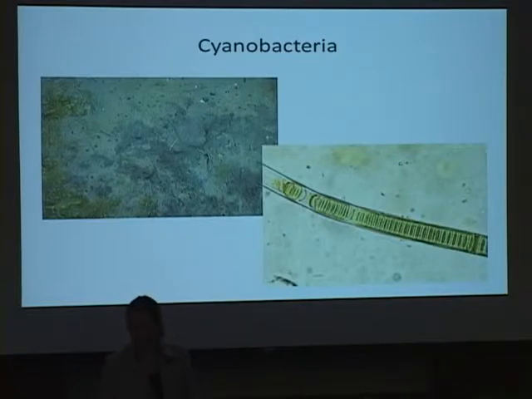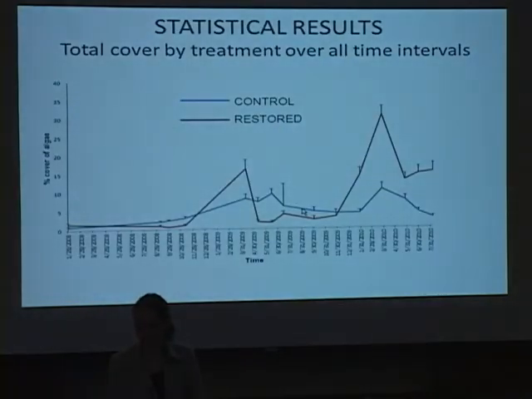And the cyanobacteria form these mats that are about 1 centimeter thick that are darker in color compared to the mud. And here's a picture of it under the microscope. So this is what we found.